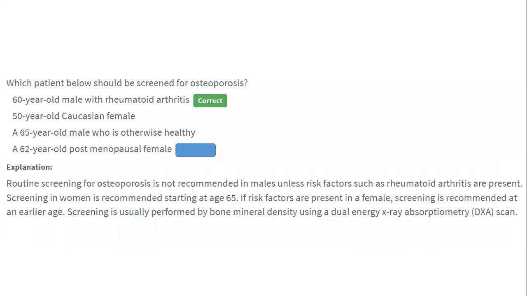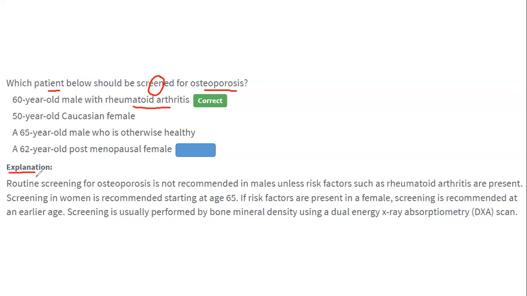Here one question. Which patient needs to be examined for osteoporosis? A 60-year-old man with rheumatoid arthritis. A few minutes ago, we saw rheumatoid arthritis is one of the risk factors that can cause osteoporosis. So it is the answer. Let me read the rest of the three: 50 years old Caucasian man, 65 years old man who is otherwise healthy, 62 years old post-menopausal woman.